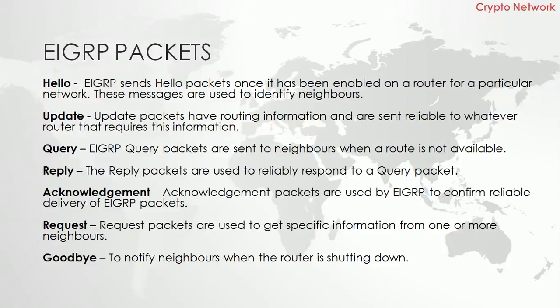We have query packet. When a router has no feasible successor, it sends a query multicast to neighbors, and that is again reliable delivery. Reply packet, so unicast to a query. A router must reply to all queries, and that is always reliable. Acknowledgement to acknowledge updates, queries, and replies. It is unicast in nature.